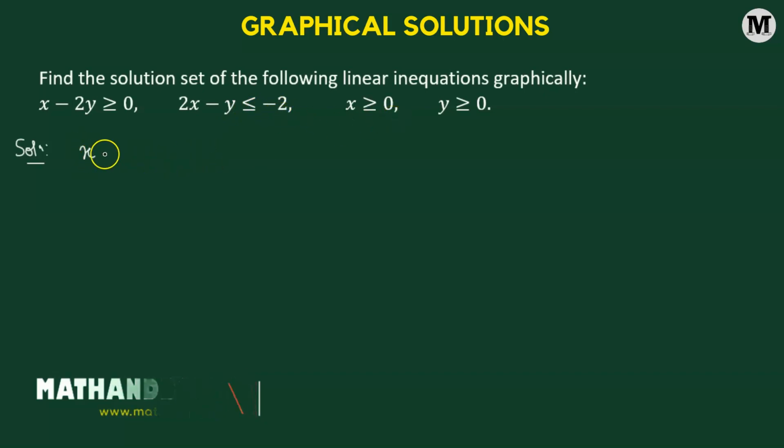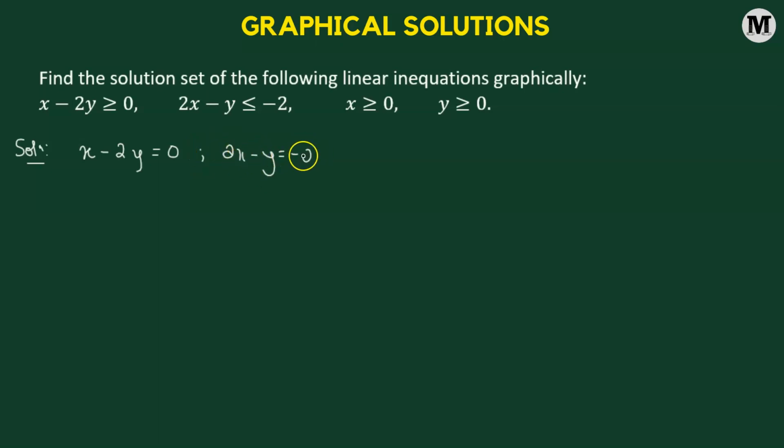That means for the first inequality, we're going to get x minus 2y equals 0. For the second inequality, we're going to get 2x minus y equals negative 2. The third and the fourth one will give us x equals 0 and y equals 0. The question arises, why did we convert the given inequations into their respective equations?